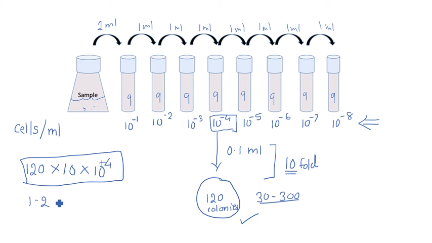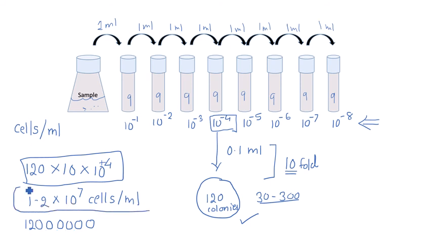And then you calculate this, and that's going to be 1.2 times 10 to the power 7 cells per ml. And you'll see how I did this: 120 times 10, that is one more zero, and then 4 more zeros because 10 to the power 4. So your decimal is here, and you move 1 2 3 4 5 6 7. So 1.2 times 10 to the power 7 is the number of cells per ml in the original sample. And that's how you do the back calculations.